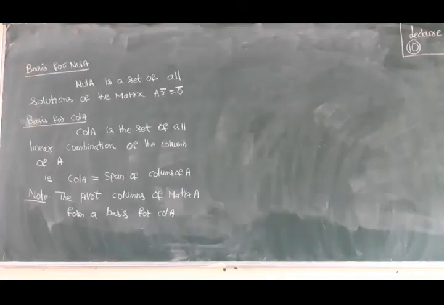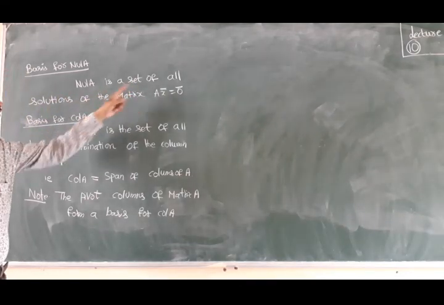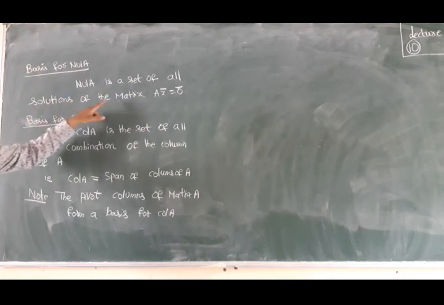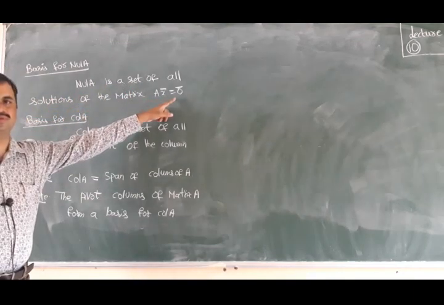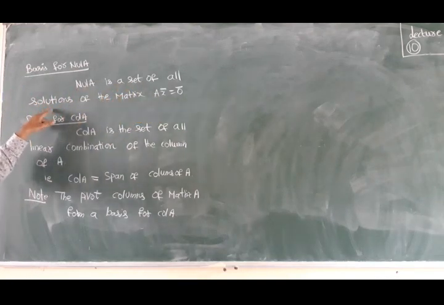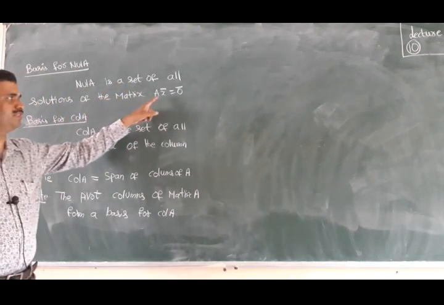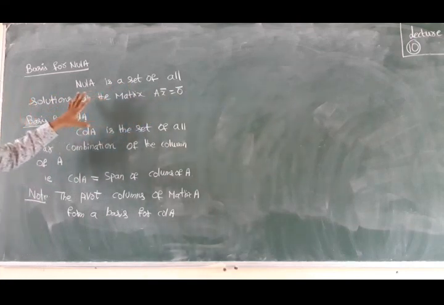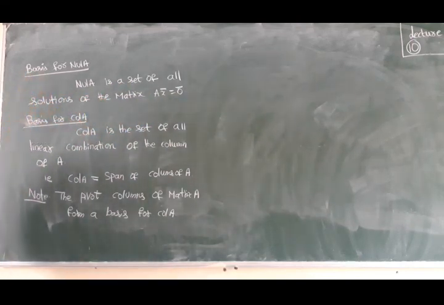Next definition we have: basis for null A and basis for column A. Basis for null A. Null A is the set of all solutions of the matrix equation A x bar equal to 0 bar. This set of all solutions we will call null A.